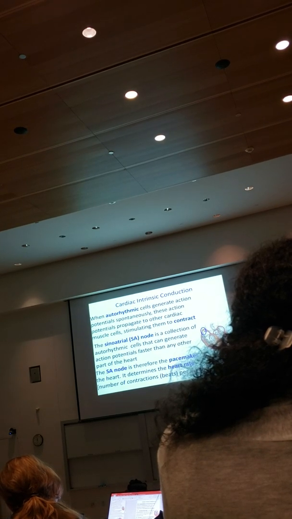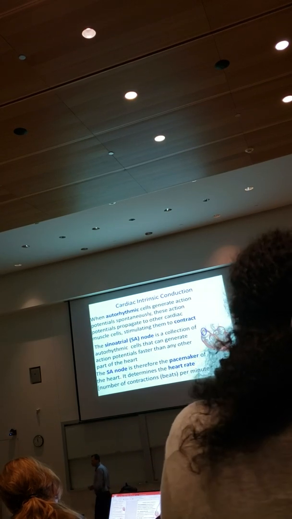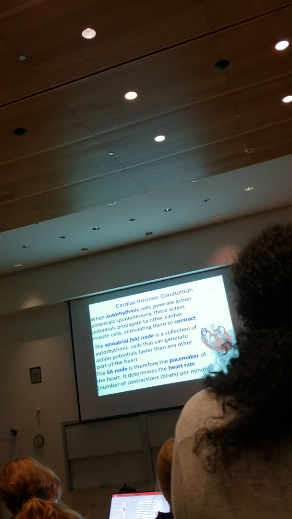The SA node is therefore what we call the pacemaker, because that will be the one determining the pace of the heart contraction. It determines the heart rate, which in other words is the number of contractions, or as we're familiar with the word, beats, per minute. That's a rate. We need to provide a time factor.